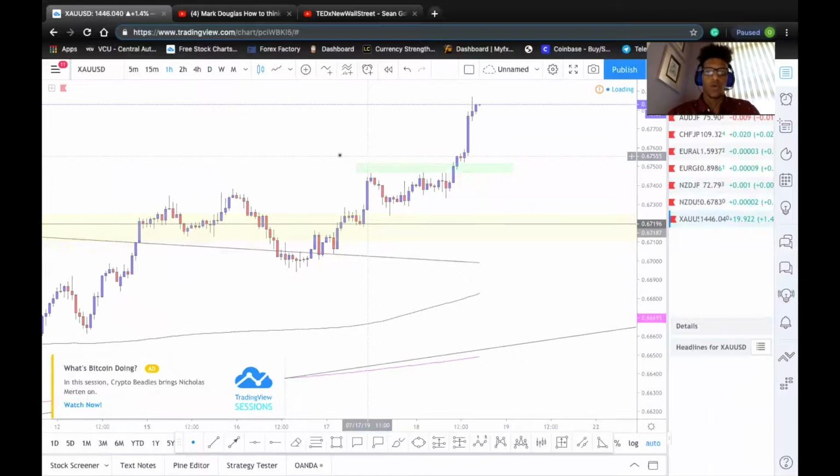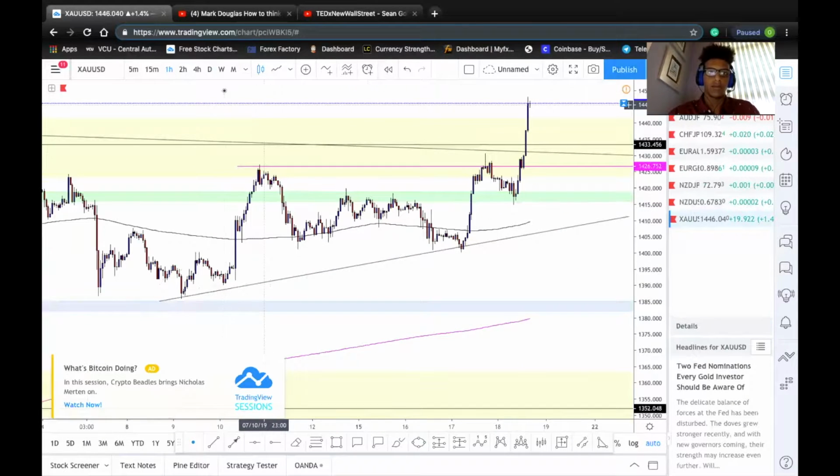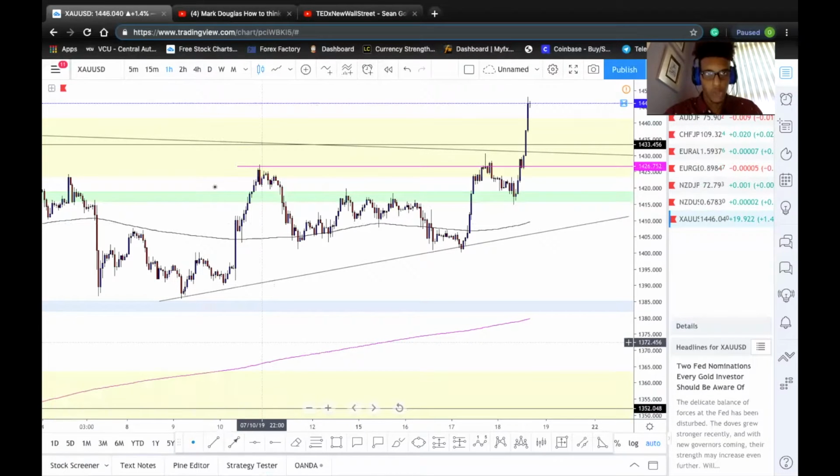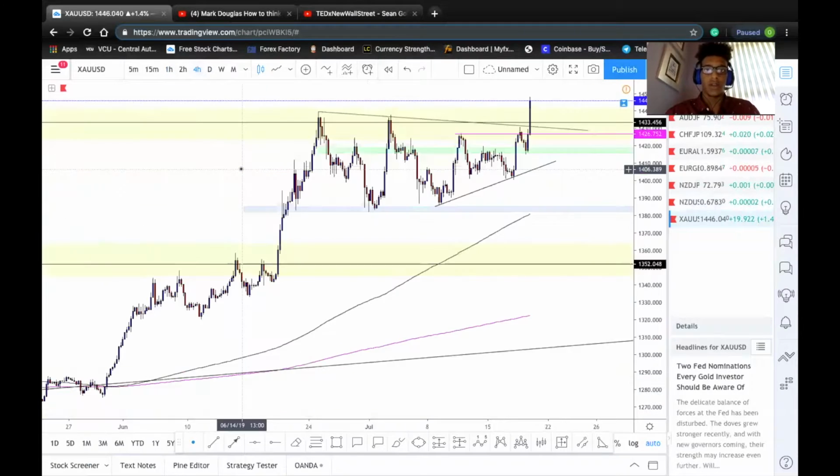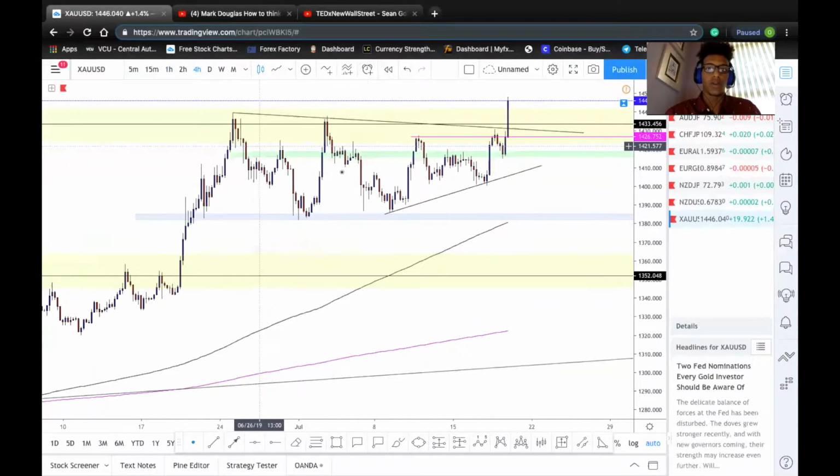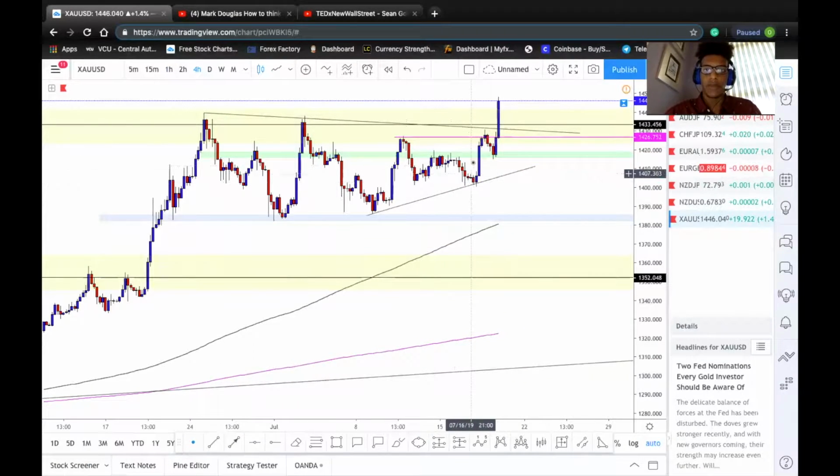Gold, NZD USD, AUD USD, they all move alike because they are commodity driven currencies. Okay, so they all follow gold. You guys can see we had an impulse, retest, and this 4-hour did engulf the last almost 3 candlesticks.